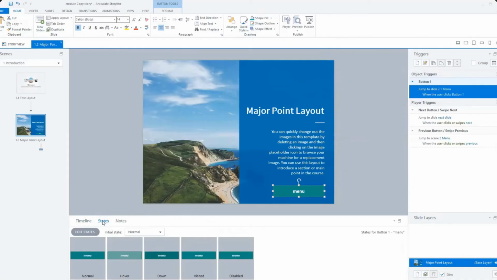With Storyline, that's a whole other beast. Expect at least double to triple the time than with Rise because of having to do everything from scratch, including all of the layers, states, and triggers that must work properly.